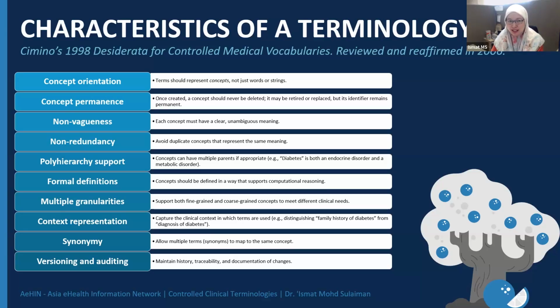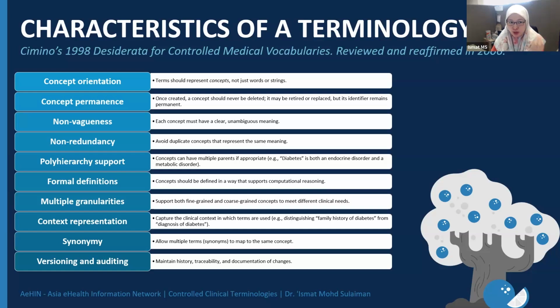There is actually a publication by Cimino in 1998, who created a list of characteristics of how you define something as a medical terminology. And Cimino reviewed these 10 characteristics in 2006, and the output of that is he says all of these are still relevant. Of course, some people say that to be an ontology, which is even more complex than a terminology, it needs to have many more characteristics. But these 10 are enough to define what is a terminology.